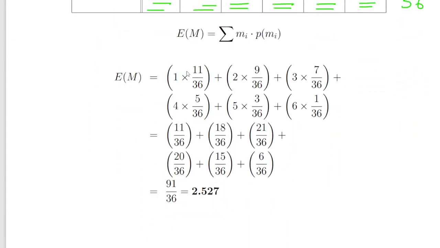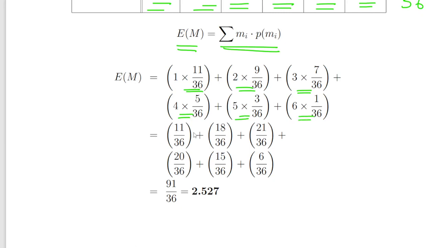So what's the expected value of m? Well, what we're going to do is take the conventional approach. For each possible value of m, we're going to multiply that by the probability and sum them all up. So 1 times 11 over 36 plus 2 times 9 over 36 plus 3 times 7 over 36 plus 4 times 5 over 36, plus 5 times 3 over 36, plus 6 times 1 over 36.